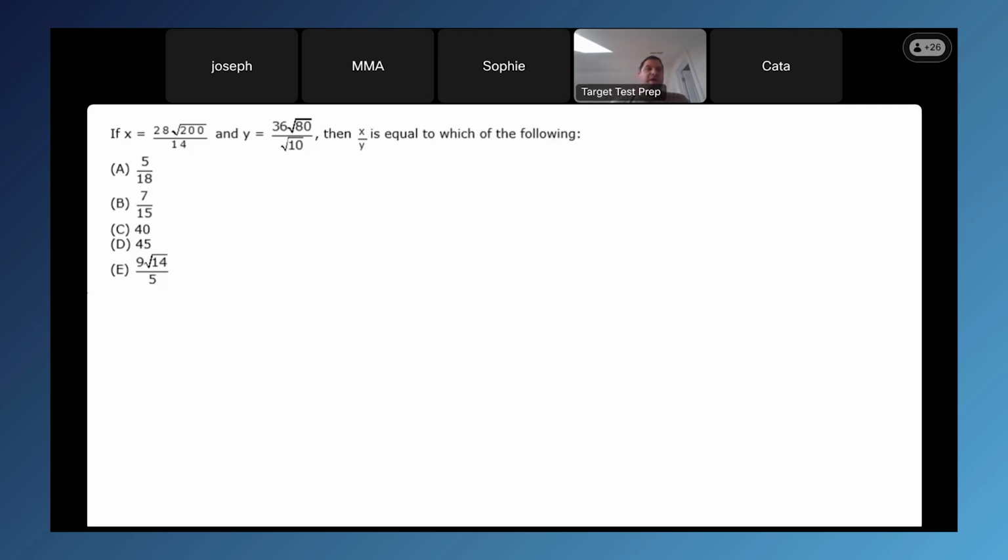All right, great. So it looks like most of you guys knew what to do here. There are different things going on with x. Remember, we're trying to get x over y. So with x, 14 goes into 28 twice. So that's not bad. We have 2 root 200. Now, you can reduce the 200 if you want to, like simplify that given root, or you can, of course, wait. It's totally up to you.